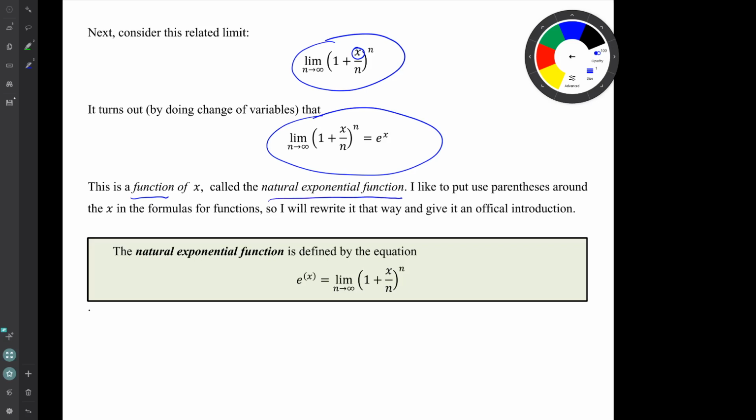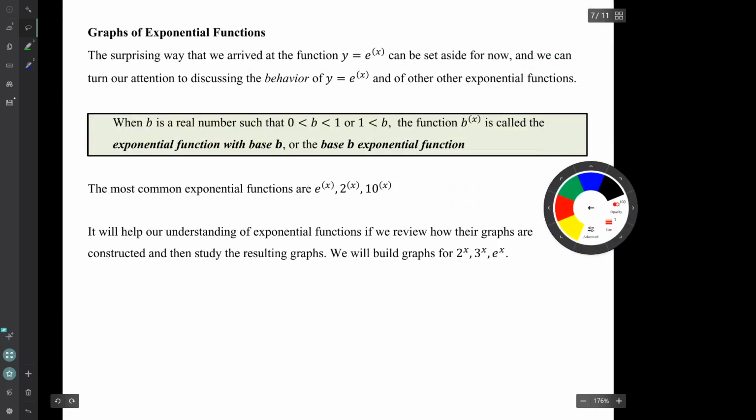Now, when I write functions, I like to put parentheses around the x in the formulas for the functions. So I'll write it in a way that has parentheses around the x, and I'll give it an official introduction. So it's the natural exponential function, and it's defined by this equation. Now I want to turn our attention to the graphs of this function and other functions like it. The strange or surprising way that we arrived at that function we can forget about for now, but we can just turn our attention to its behavior.